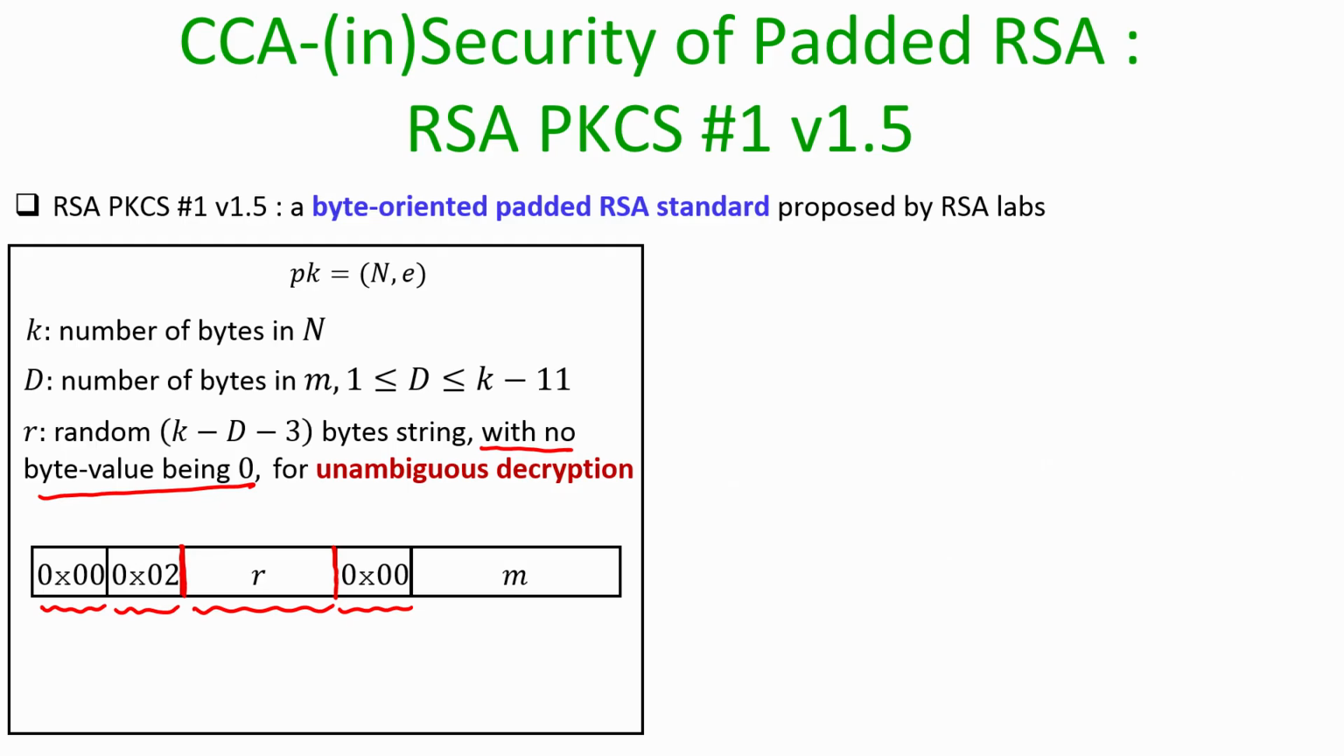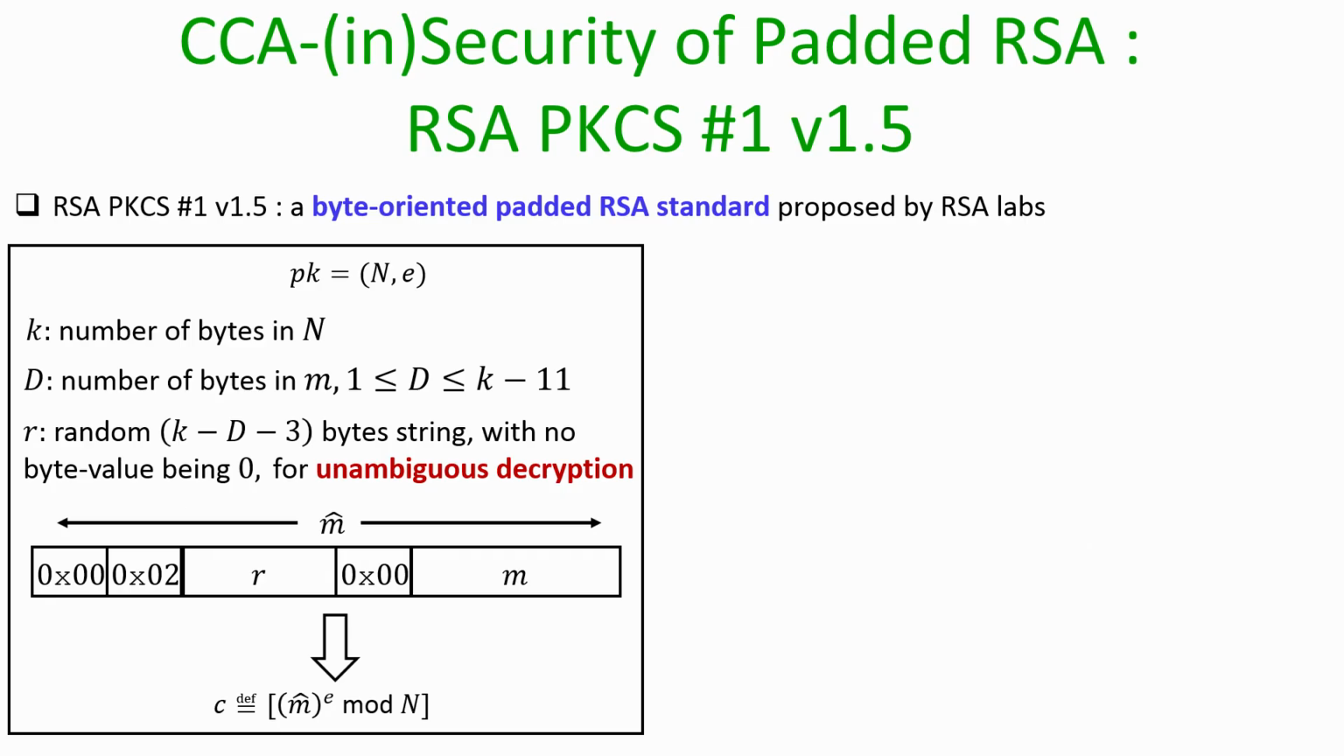The number of bytes which we can put in this byte string little r is k minus d minus 3. So, if we sum up all these things, including the plain text, the publicly known bytes, and the random byte string, everything sums up to k. This overall thing is now represented as the padded plain text, which I denote by m hat, and now we encrypt the padded message m hat by treating it as an element of Zn star.